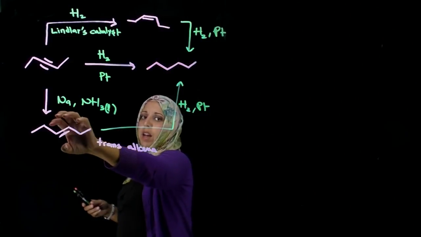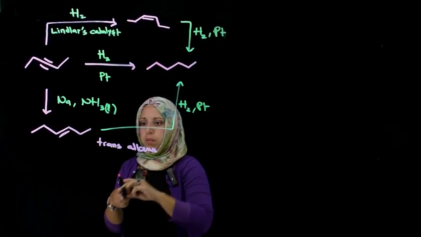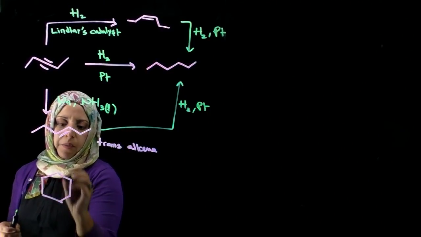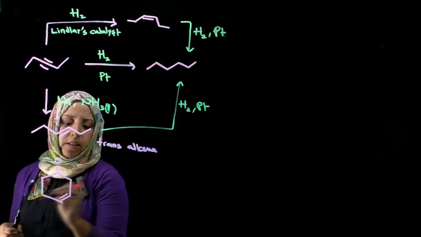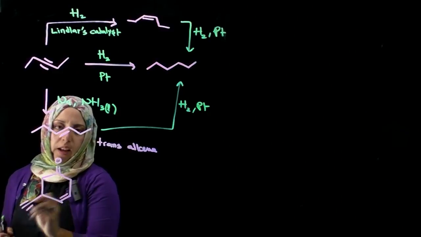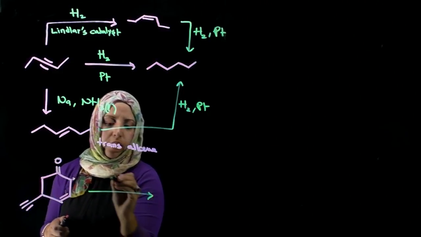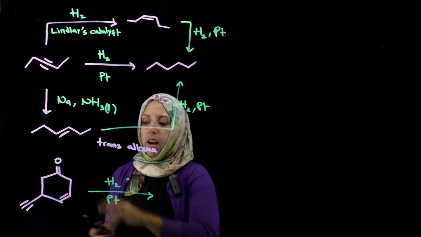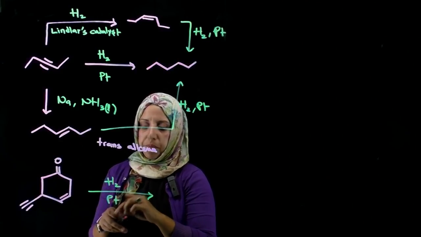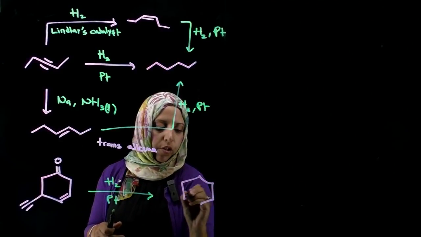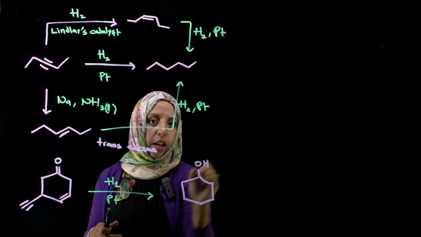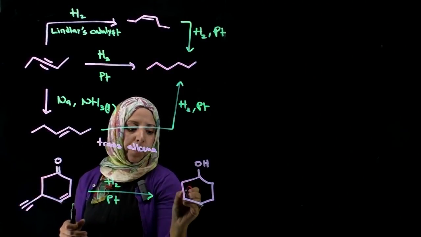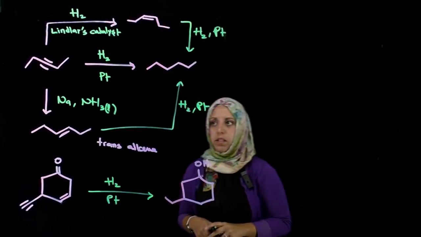But it's not only specific to an alkene, it can also reduce a keto group. So here's an example. Here's a keto group, here is an alkene, and here is an alkyne. If you run a hydrogenation reaction in the presence of a metal catalyst, it will reduce everything within the molecule. The keto group will end up being an alcohol, the alkene will end up being an alkane, and the alkyne will also end up being an alkane.